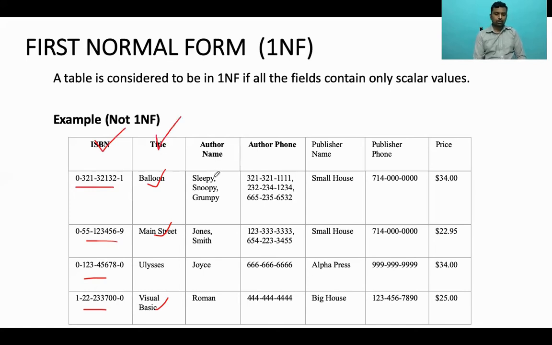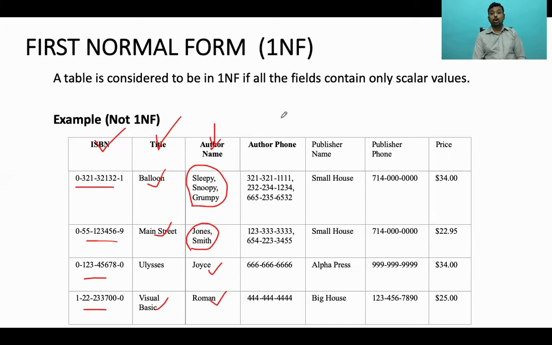And I come to author name. Now here the author name has Sleepy, Snoopy, and Gumpy. Three author names for a single book. Obviously, sometimes we may have three or four authors together authoring a book. We cannot say that one book has only one author, because I have to have scalar values. No, it's not like that. I can divide it. Yes, obviously I can divide it. That is what we are going to see, how to do it in first normal form. So the problem here is that I have more than one value in this field. Here I have Jones and Smith authoring the book Main Street. There are two values. So in author name, I have to make some changes because it doesn't have scalar values.